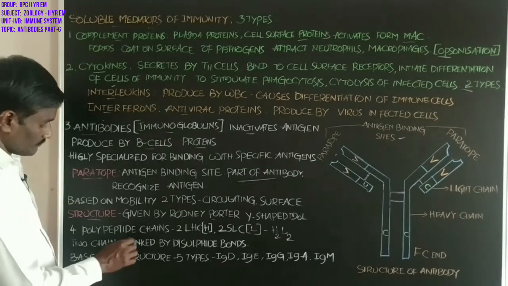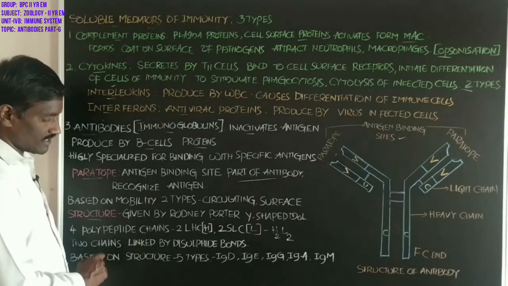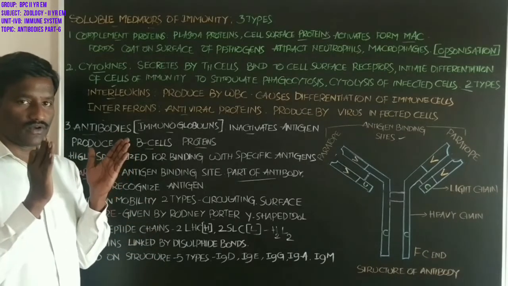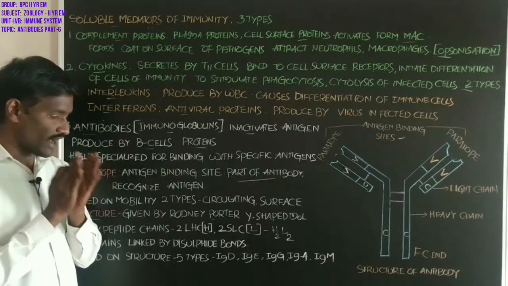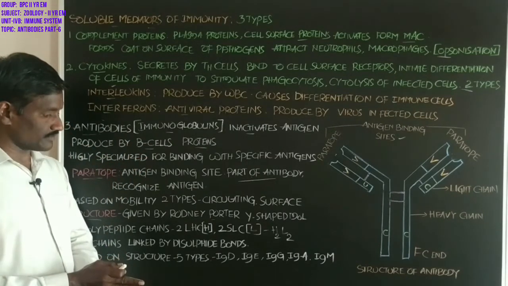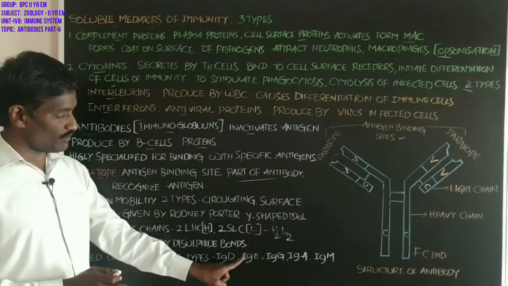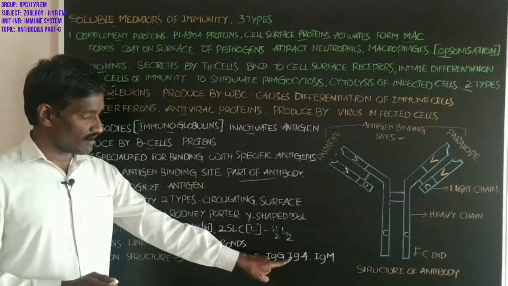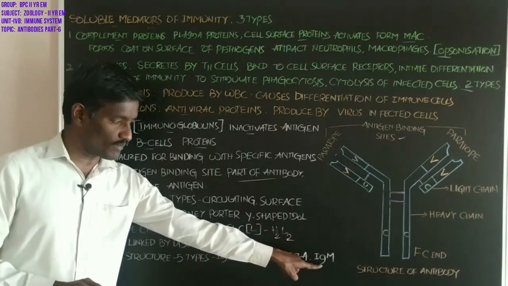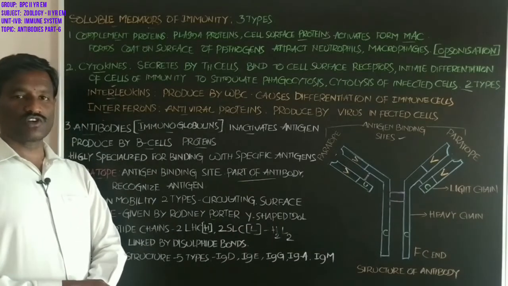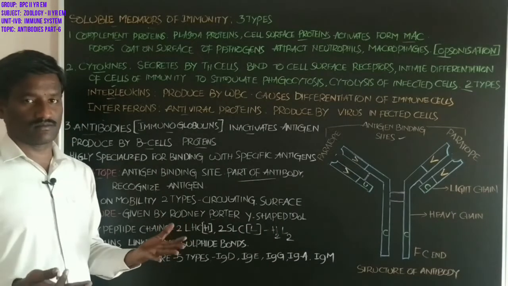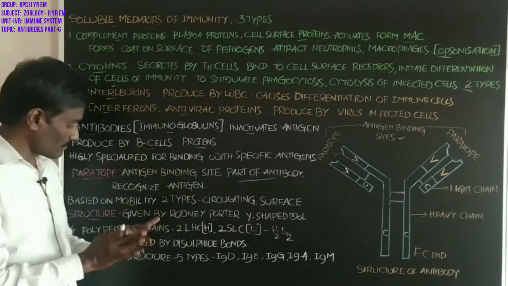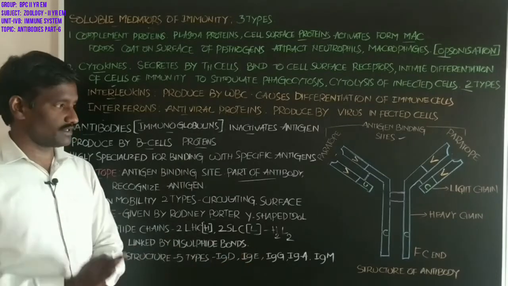Based on the structure, these immunoglobulins, these antibodies, are of five types: immunoglobulin D, immunoglobulin E, immunoglobulin G, immunoglobulin A and immunoglobulin M. Based on the structure, immunoglobulins are divided into five types.